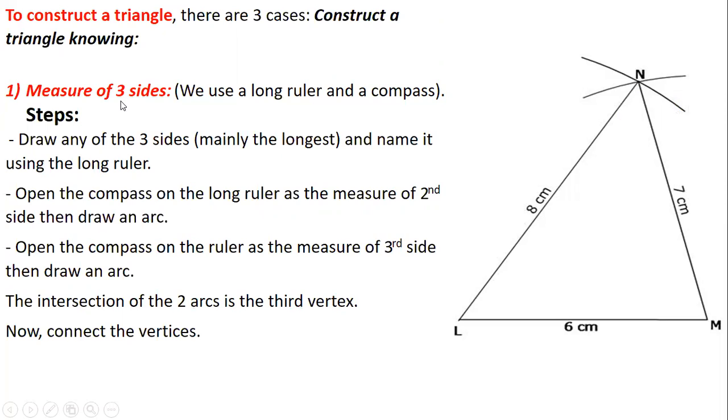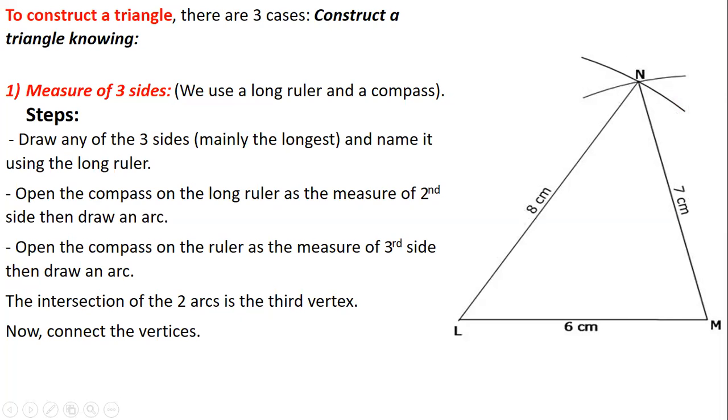First, whenever you want to construct a triangle knowing the measure of 3 sides, we use a long ruler and a compass in this construction. How can we construct? These are the steps. First, we draw any of the three sides. We choose mainly the longest side. So I choose NL, which is the longest side, which is 8 centimeter. And we write its name. Using the long ruler, we draw the side NL, or any side.